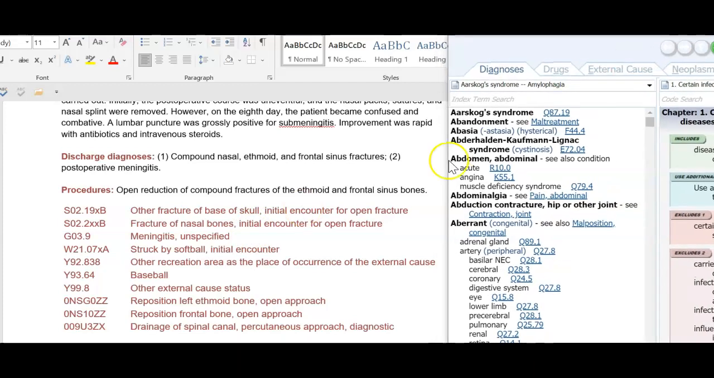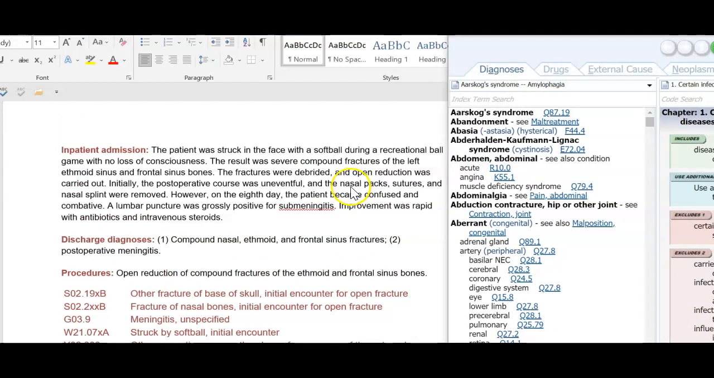So we have the base of the skull. And if you look up here, it talks about the sinus frontal bones. But then if you go down here, we have a compound nasal ethmoid and frontal sinus fractures. So let's go with that first.